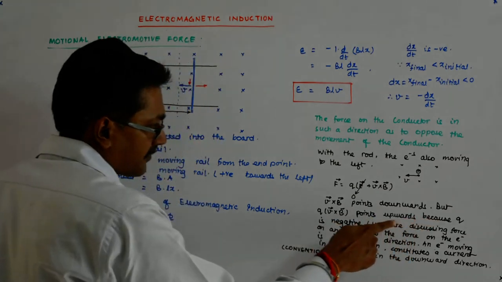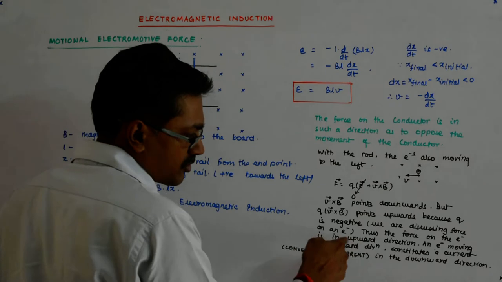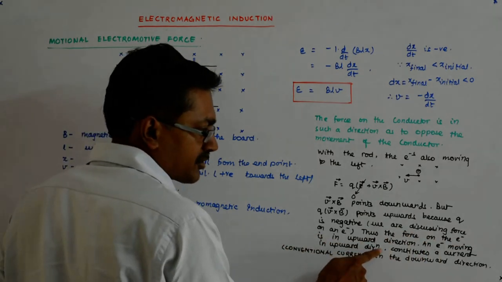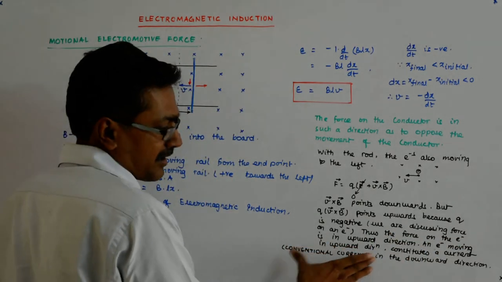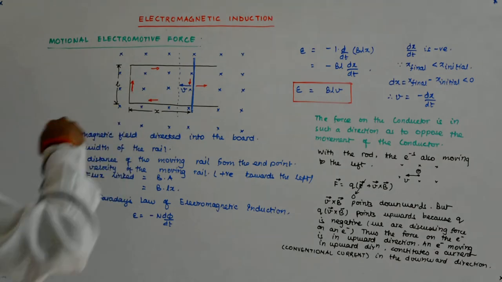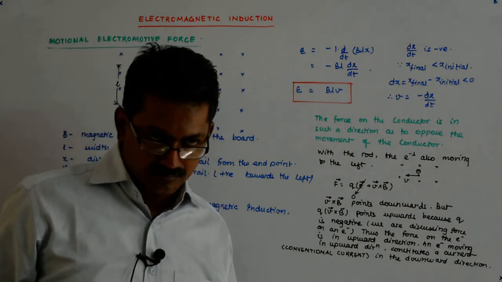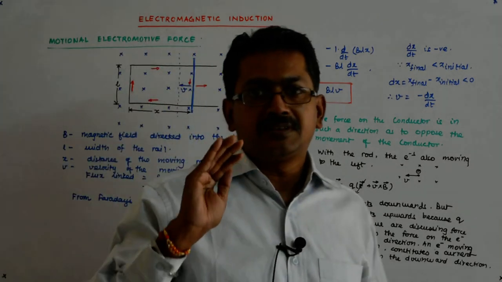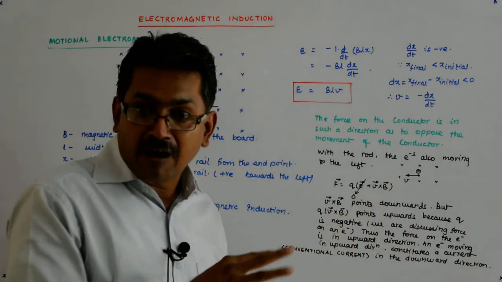So, because Q is negative, the force on the electron is in the upward direction. An electron moving in the upward direction constitutes a current, which we call the conventional current, in the downward direction, and that's why the direction of the current here is downward. So that is fine. This explains why, right?